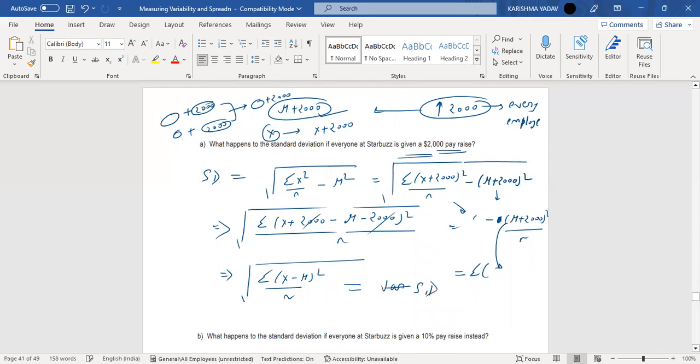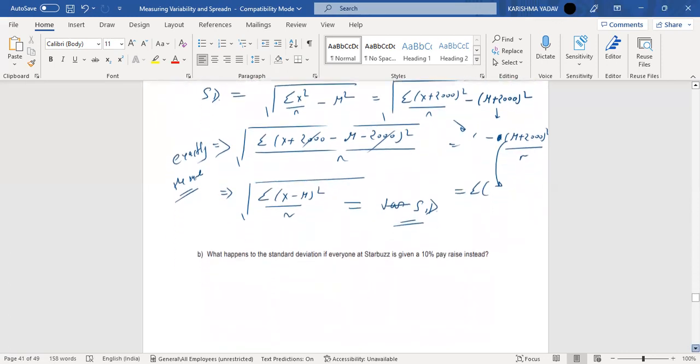This is the formula for the standard deviation. From this we can see that the standard deviation stays exactly the same. So by giving a pay raise of 2000, the standard deviation would remain the same. It wouldn't have any effect. Now let's see the second case.